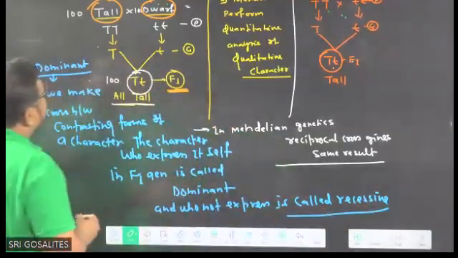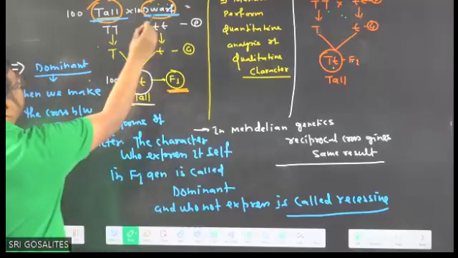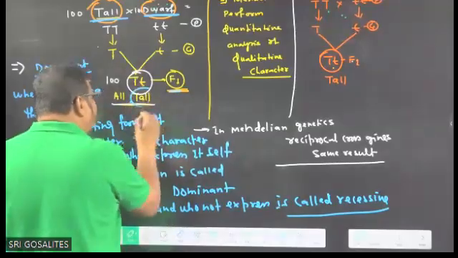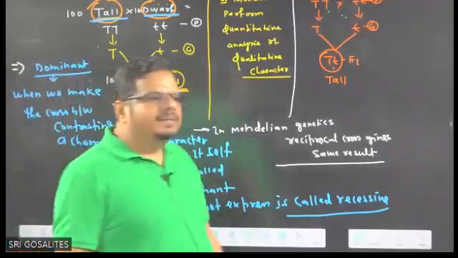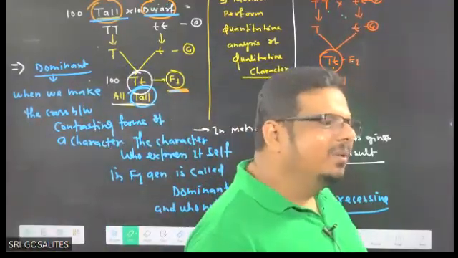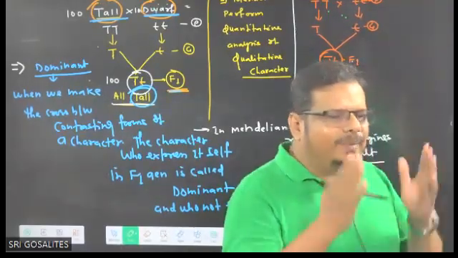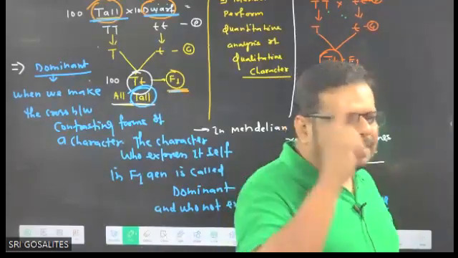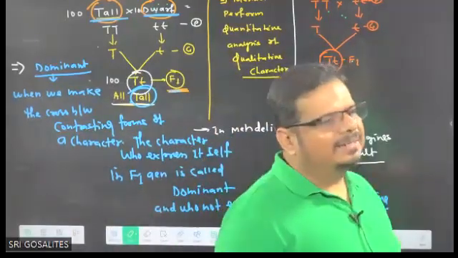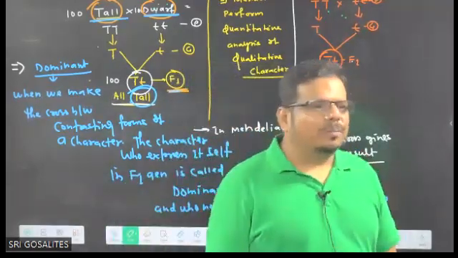So look here. Here we make a cross between tall and dwarf. These are the contrasting forms of a character, that is height. In F1 generation, who expresses? Tall came, dwarf did not come. Tall expresses. So tall is called what? Dominant. Who does not express? Dwarf does not express. Dwarf is called recessive. So whoever expresses in the first generation is called dominant, who does not express in the first generation is called recessive. You got a new definition of dominant and recessive or not? I will tell you the story of height later.